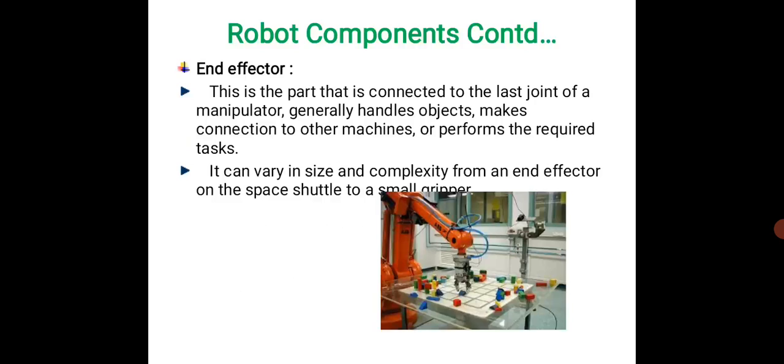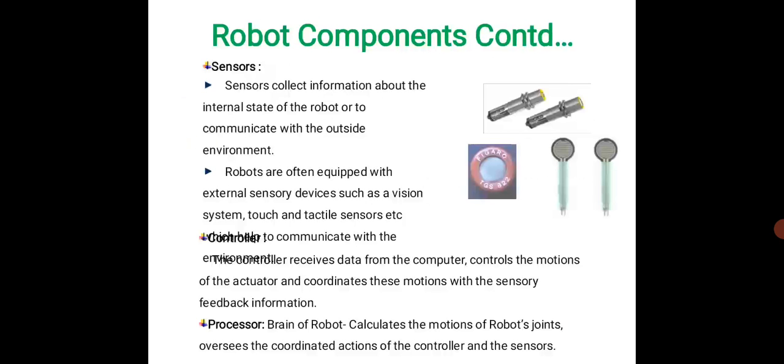And the end effector. This is the part connected to the last joint of a manipulator, and normally it handles objects. It will make connections to other machines or perform the required task. It can vary in size and complexity, from an end effector on the space shuttle to a very small gripper. And these are the robot components, as I have told you already, which include sensors.